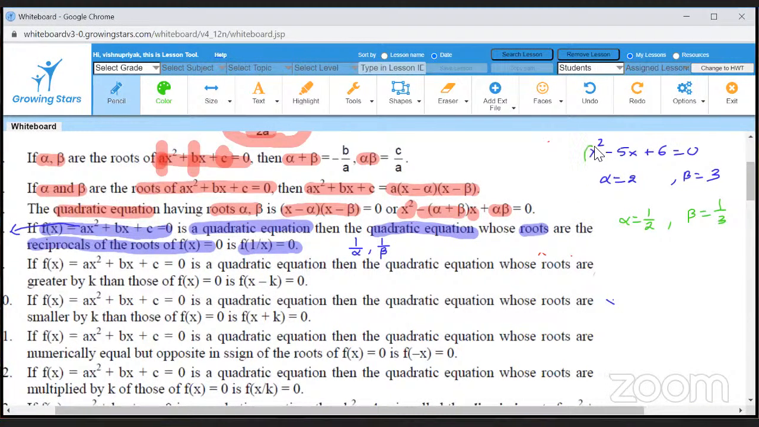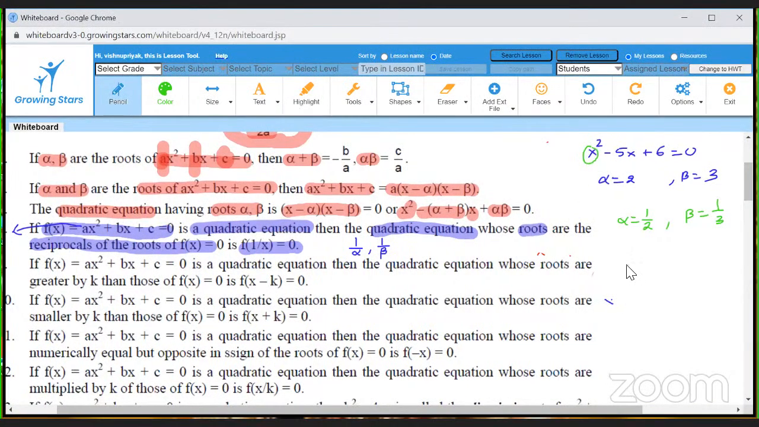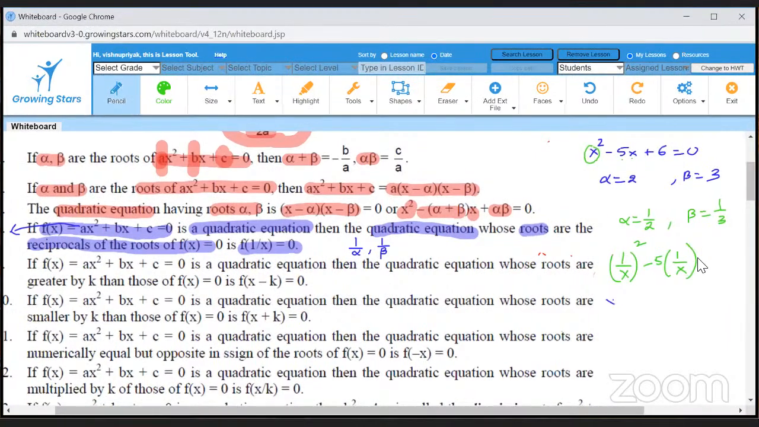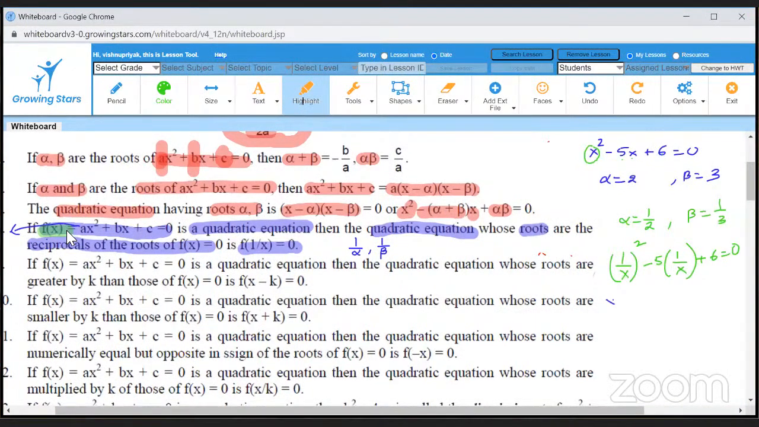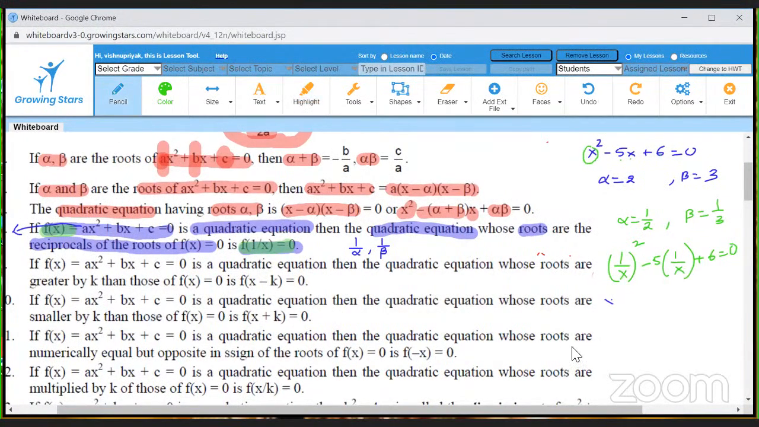In place of x, write 1 by x: 1 by x square minus 5 into 1 by x plus 6 equal to 0. This is the new quadratic equation. So you have to take f of x only, but in place of x, you have to put f of 1 by x. You will get the new quadratic equation.